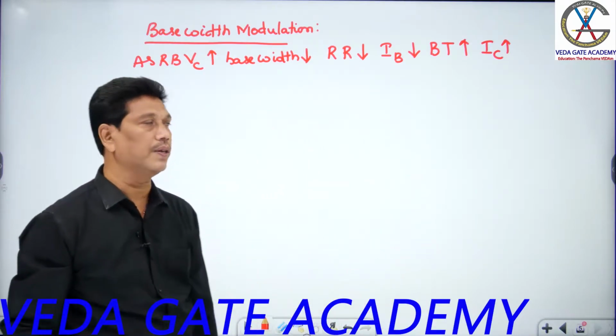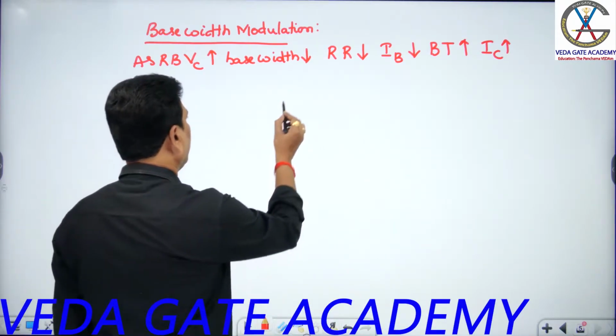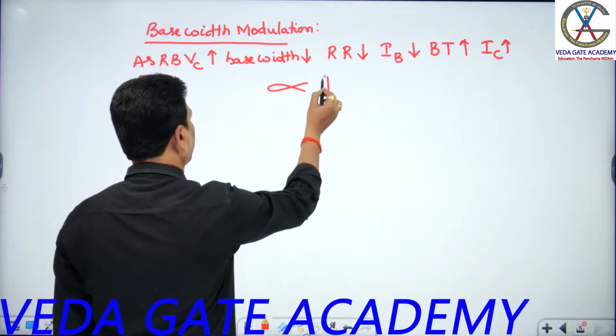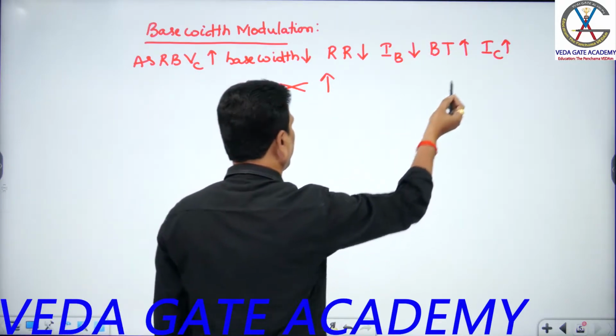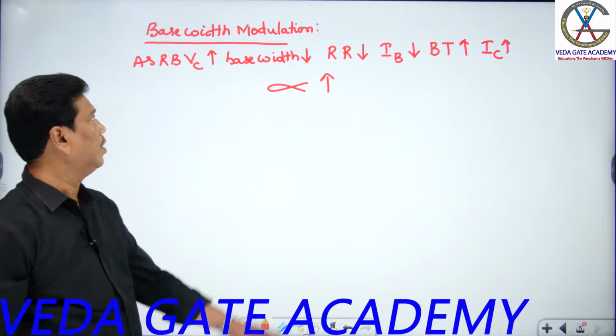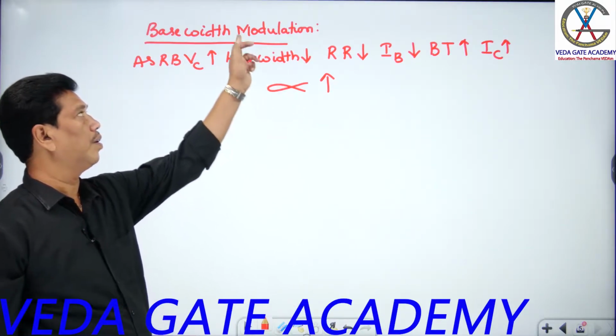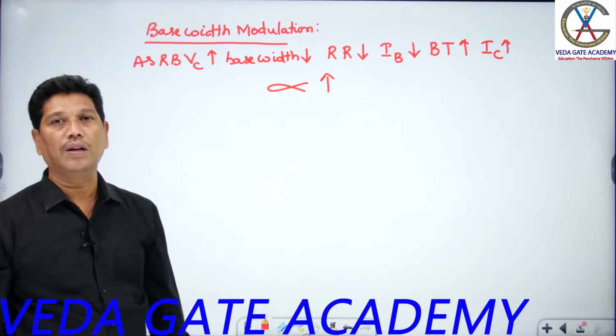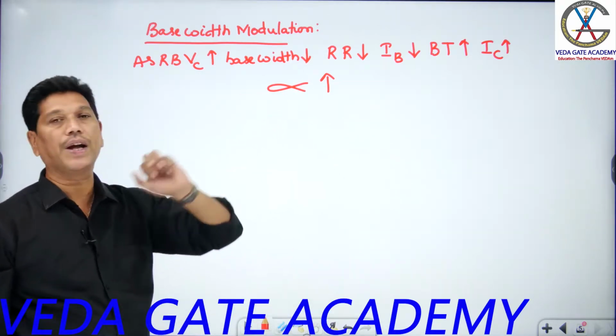Collector current increases. So the increase in collector current makes alpha increase. Understand, students? This is the sequence of the base width modulation effect, we can call it. The current gain factor alpha increases.